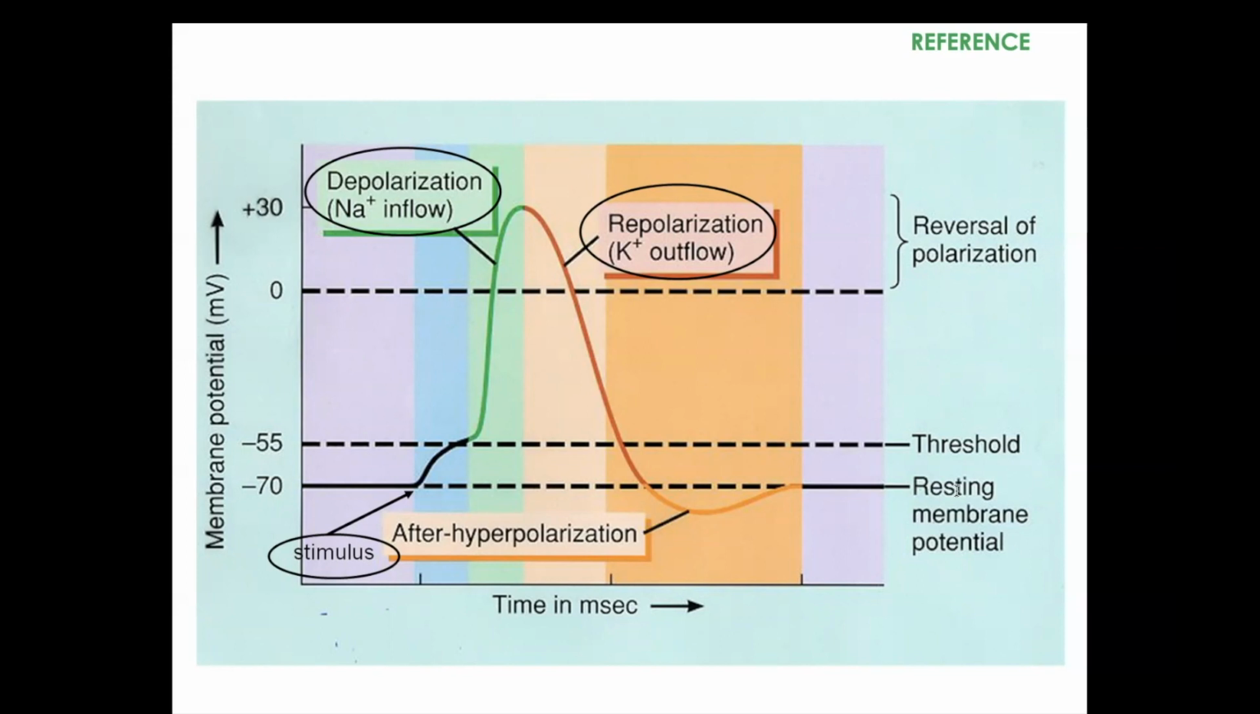With depolarization, there will be a rush of positively charged ions into the cardiac muscle cell. Once depolarization stops, repolarization will occur. Repolarization involves a rush of positively charged potassium ions out of the cardiac muscle cell, and this causes the membrane potential to become more negative.